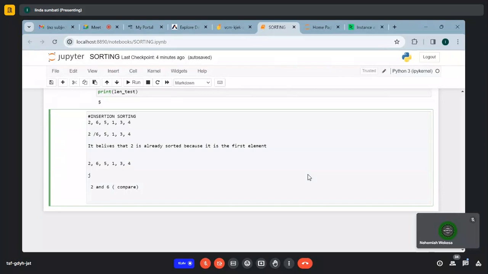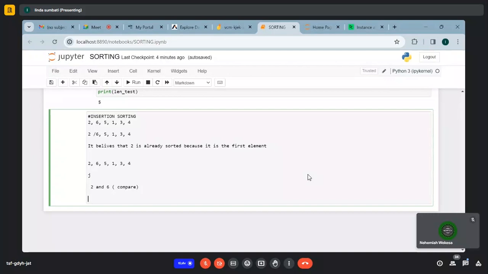Yes, that is exactly what insertion does. So when we compare 6 to 2 or 2 to 6, you realize that 6 is greater than 2. So the way he has explained, it believes the 6 is already sorted because it's already greater, so it cannot go back and interchange with the 2.